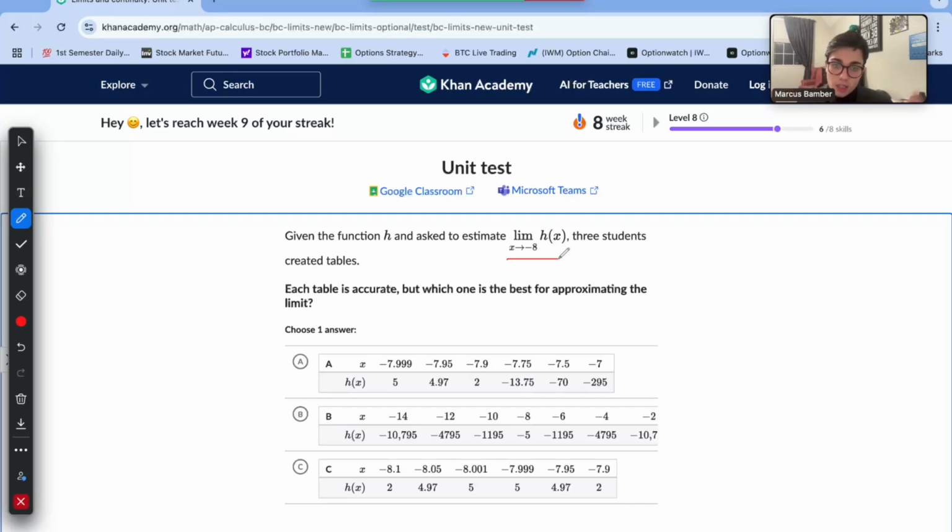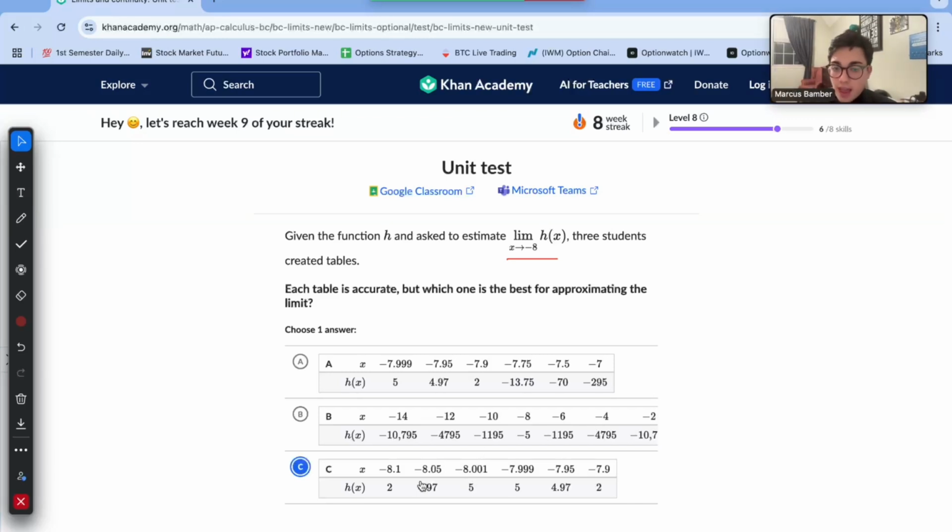So we want to be approaching negative 8 from the left, meaning values like negative 8.05, etc., getting smaller and smaller, and then from the right would be negative 7.9 in a way. And as we can see, A only approaches from one side, B does not use small enough increments in the x values, but C has both of the constraints.